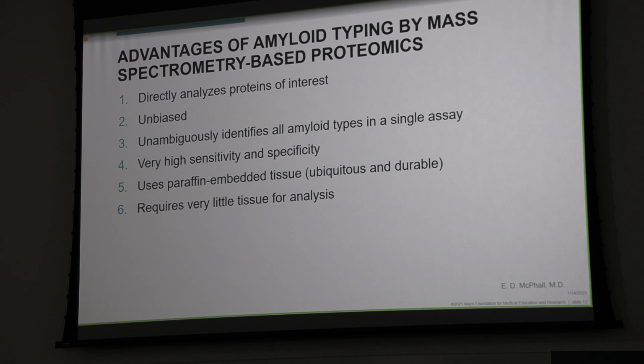It uses paraffin tissue, so you can go back to specimens that are 30 years old and you can type the amyloid. And it requires very, very little tissue. There are a few cases we can't quite get enough, but they're very, very rare. So even tiny heart biopsies and tiny kidney biopsies, this works fine.